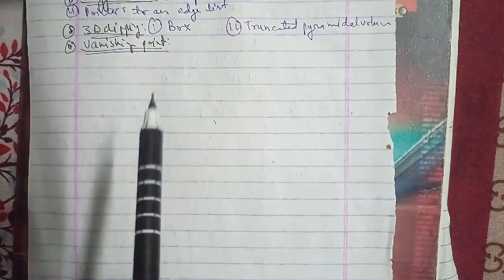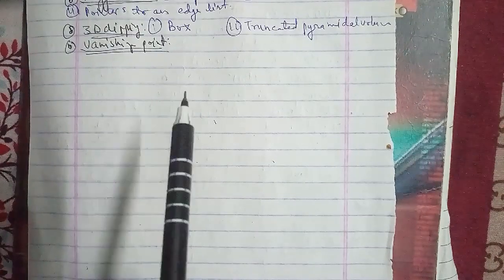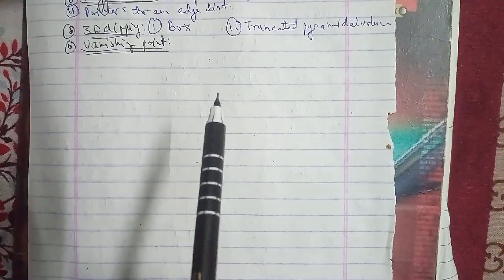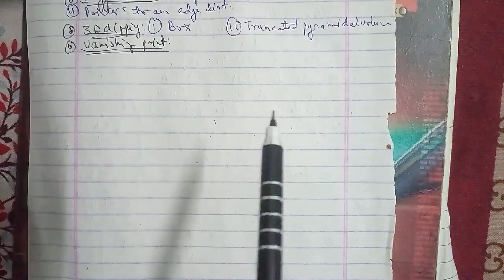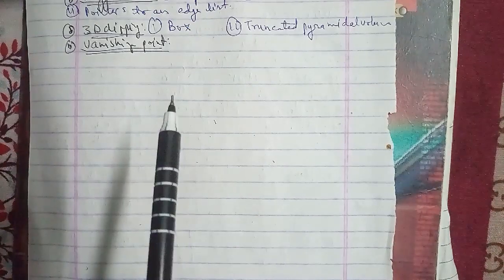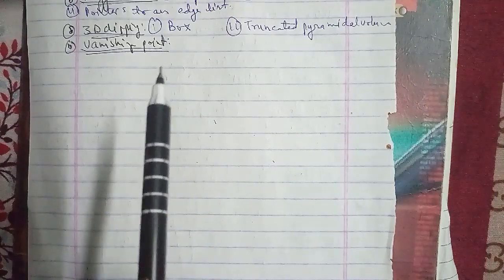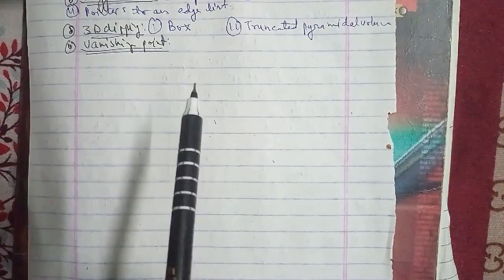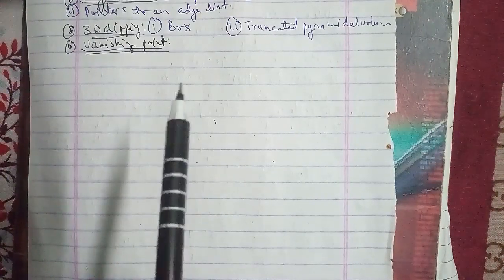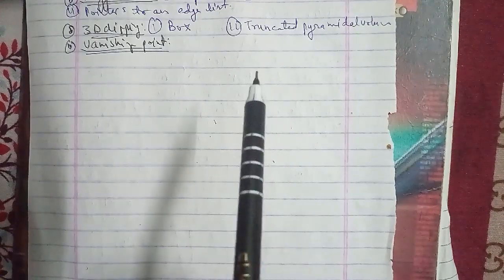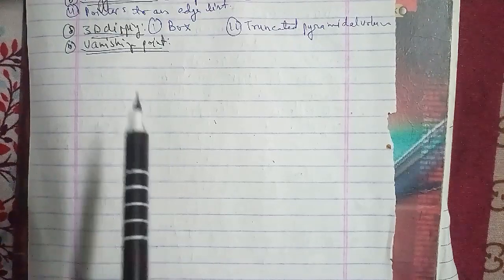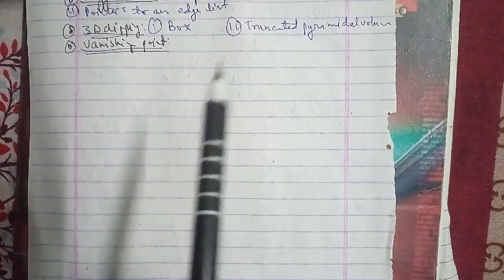The question, I repeat: to establish the viewing coordinate reference frame, a world coordinate position is picked up, called the view reference point. Then the question we have is: dash is the smallest addressable point on the screen. The answer is pixel. Pixel is the smallest addressable point on the screen.